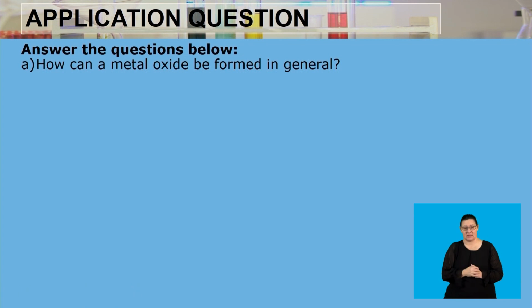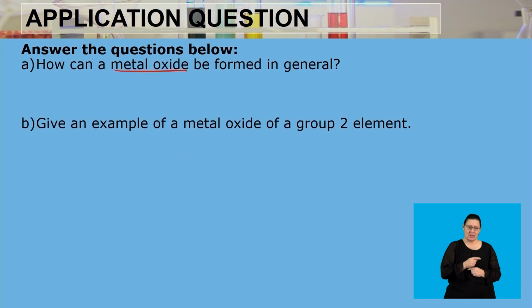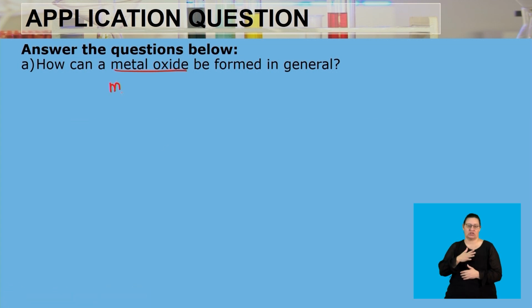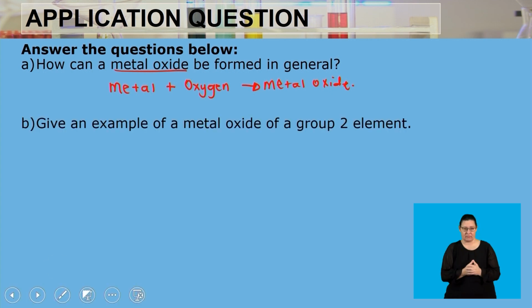Our first question says, how can a metal oxide be formed in general? So how do we generally form our metal oxide? We do know that for us to have this metal oxide, a metal needs to react with oxygen so that we can produce our metal oxide. Now, the second question says, give an example of a metal oxide of a group 2 element.